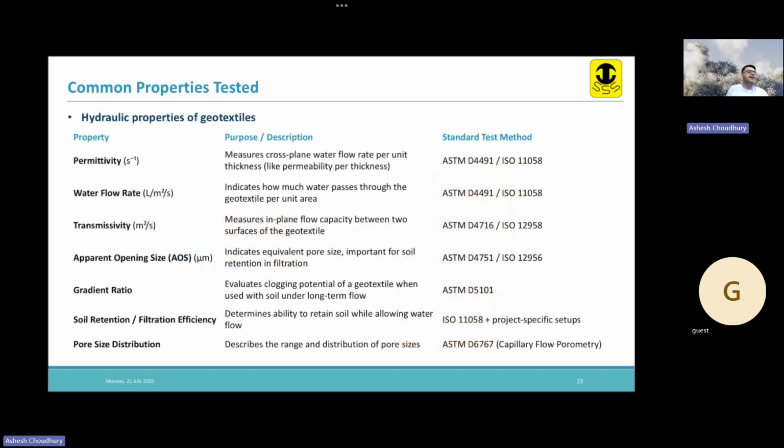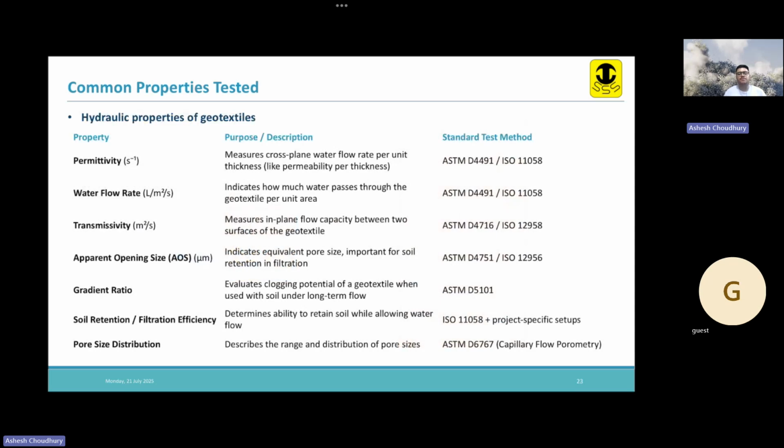Now we saw the mechanical and the physical properties. Now let us discuss some of the hydraulic properties. Now, what is permittivity? Permittivity is the measured cross-plane water flow rate per unit thickness. That is the permittivity. And the permeability is nothing but the permeability per thickness. Okay, we'll see that just in the next slide.